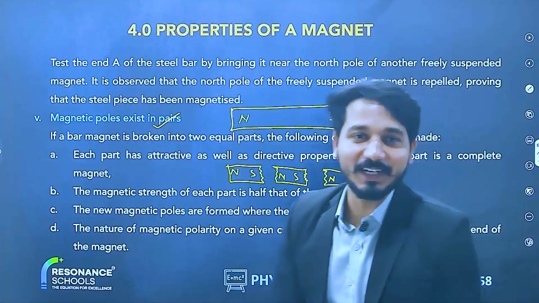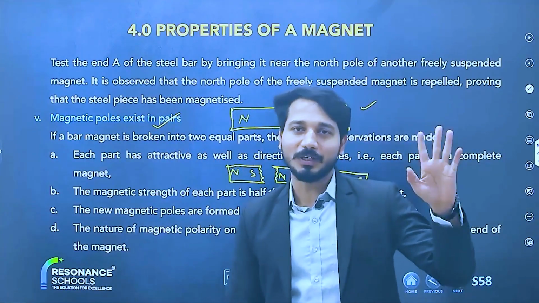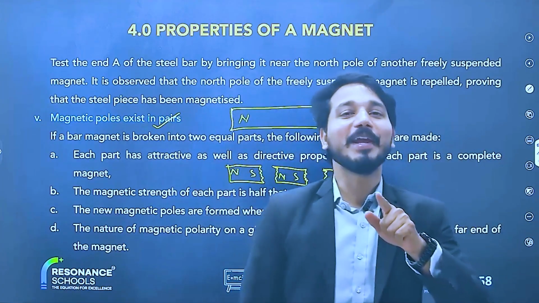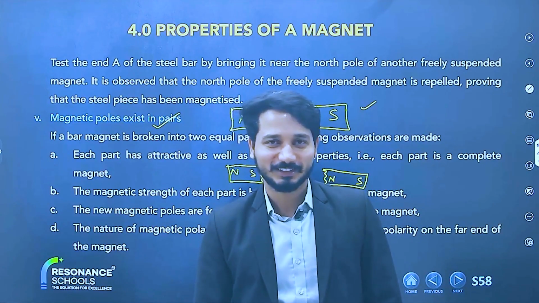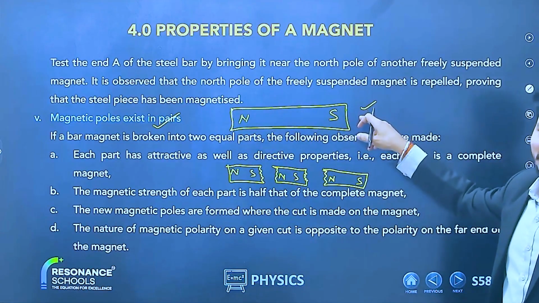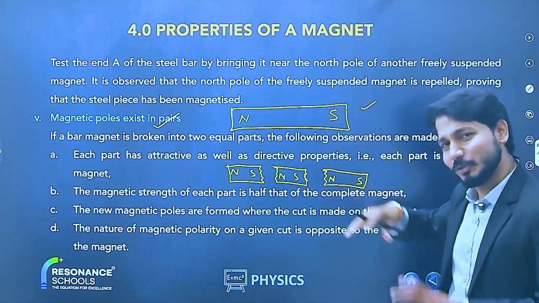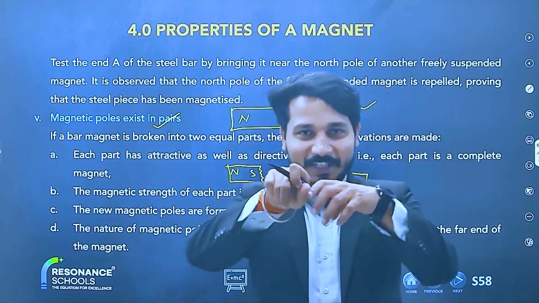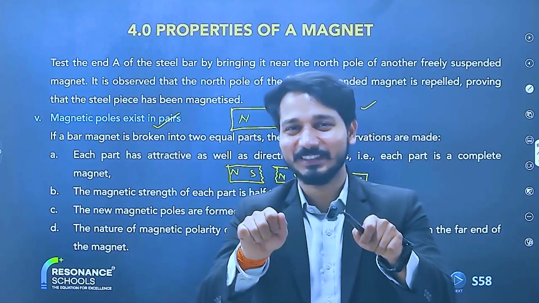Fifth, magnetic poles exist in pairs. The fifth property of a magnet is that magnetic poles exist in pairs. Sir, what does it mean by magnetic poles exist in pairs? Listen, you are taking a bar magnet. If you are breaking this magnet into several pieces, how can you break it? With your hand? It is like a chocolate. You can break it, right?